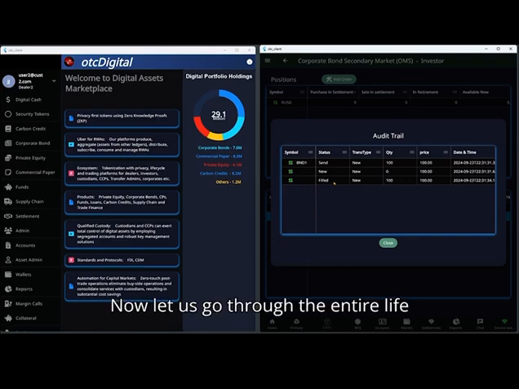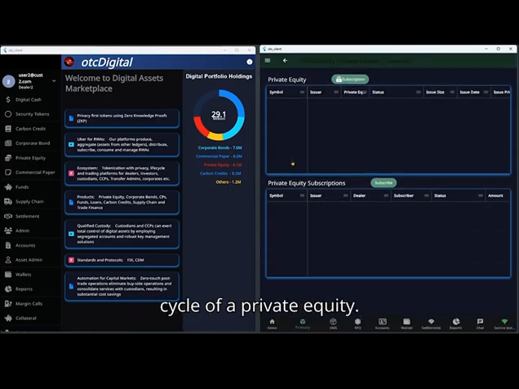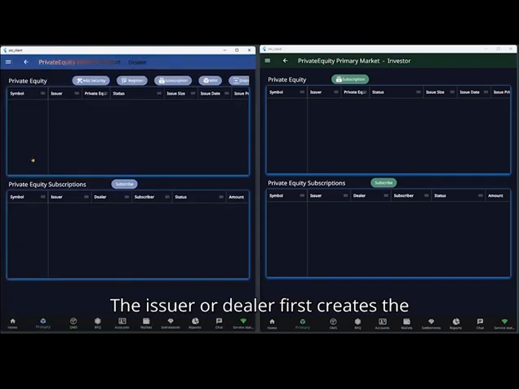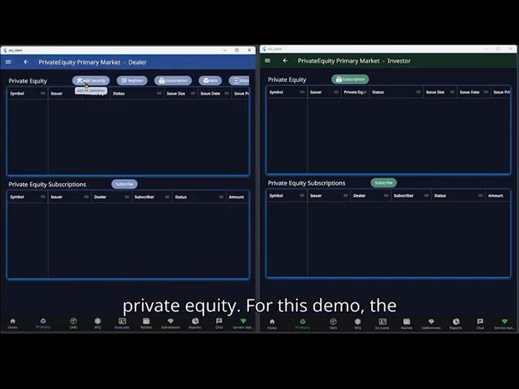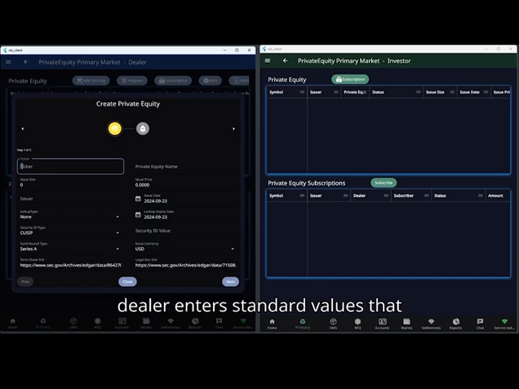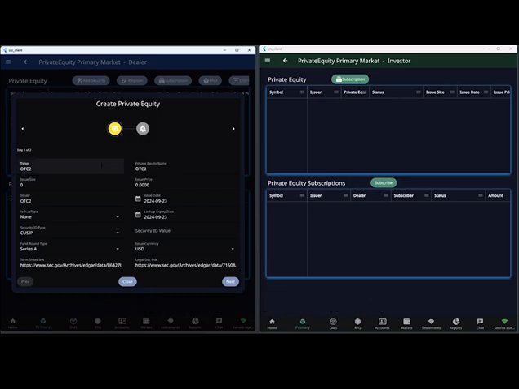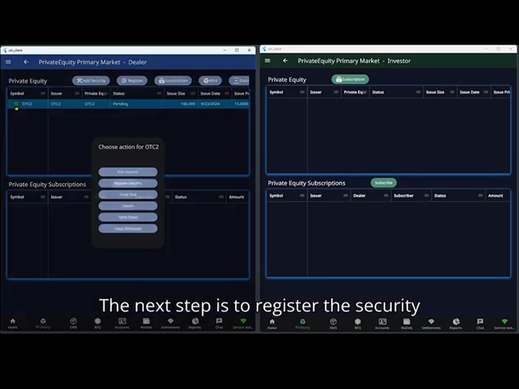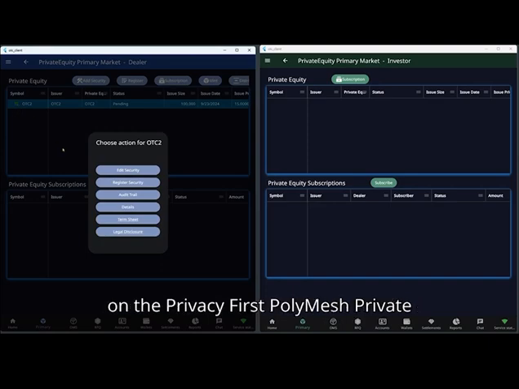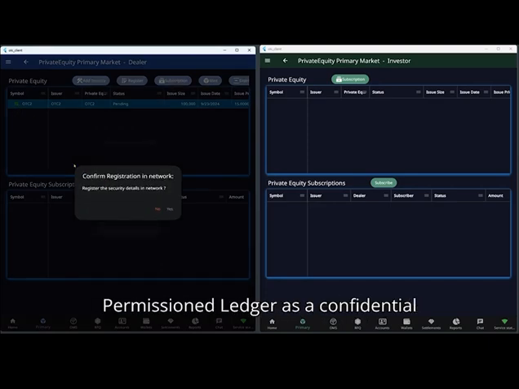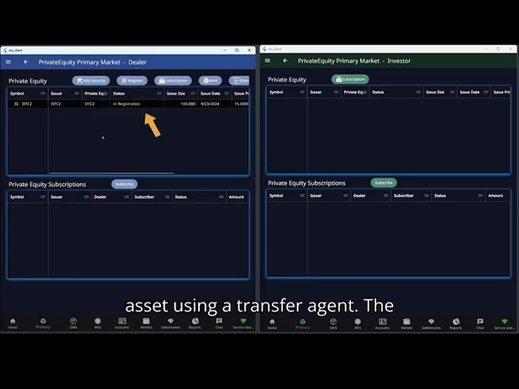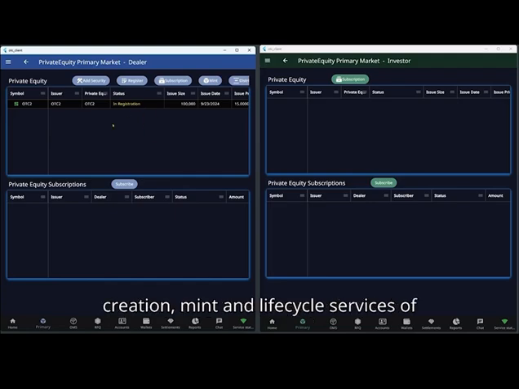Now let us go through the entire life cycle of a private equity. The issuer or dealer first creates the private equity. For this demo, the dealer enters standard values that include issue name, size, issue price, series type, issue currency, etc. The next step is to register the security on the Privacy First Polymesh private permissioned ledger as a confidential asset using a transfer agent. The transfer agent is responsible for the creation, mint, and lifecycle services of the security.